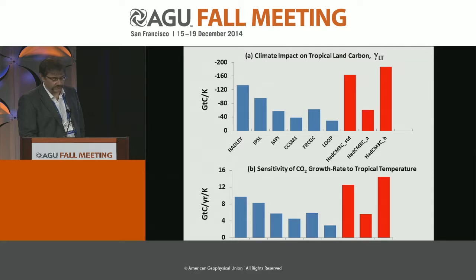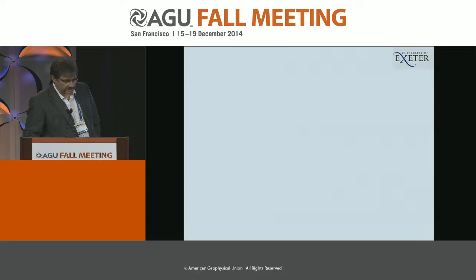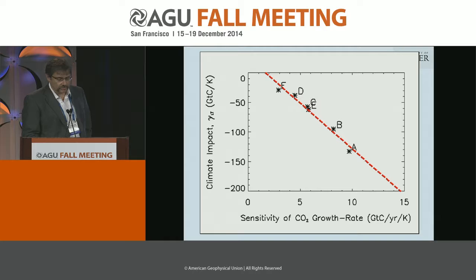So that's the trick. It becomes an emergent constraint because we can observe the lower one. We would like to be able to observe the upper one, but we'll have to wait for 100 years and it'll be too late. But we can observe the lower one, and we can get a constraint on the upper one. And that's essentially what we did. So we're now plotting the long term, the climate impact. That's the amount of carbon released from the tropics per degree of warming. And then we've got the sensitivity of the CO2 growth rate.